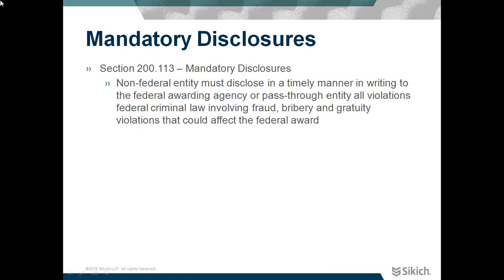Some other mandatory disclosures: non-federal entities have to disclose in writing whether or not there are any violations of federal criminal law, including, of course, fraud or bribery. And it really doesn't mention in the materials whether it's a material fraud. It's really any fraud that's being reported. That needs to be a mandatory disclosure, and that's found in Section 200.113. It's really more like requiring more self-reporting of any fraud or criminal type activities.